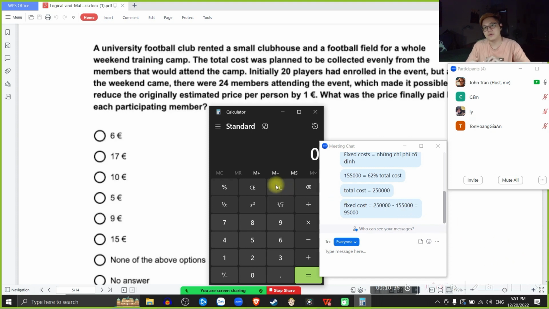A university football club rented a small clubhouse and a football field for a whole weekend training camp.